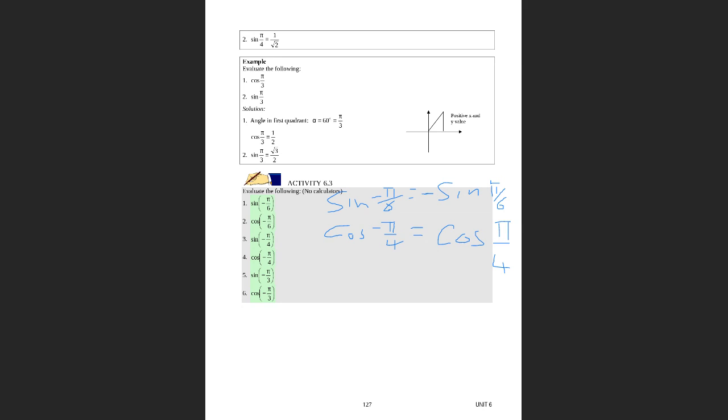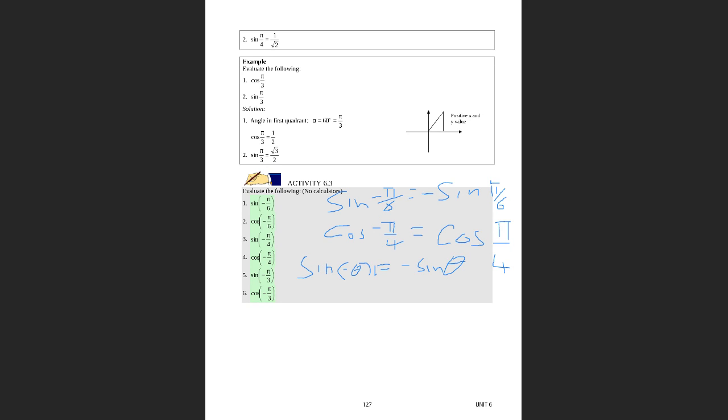So, sir, are you saying that with number 3, when it's sine negative, the answer would be negative? Yes, negative. You always bring the negative out. For any angle, sine of negative theta is a property. It is the same as negative sine theta.